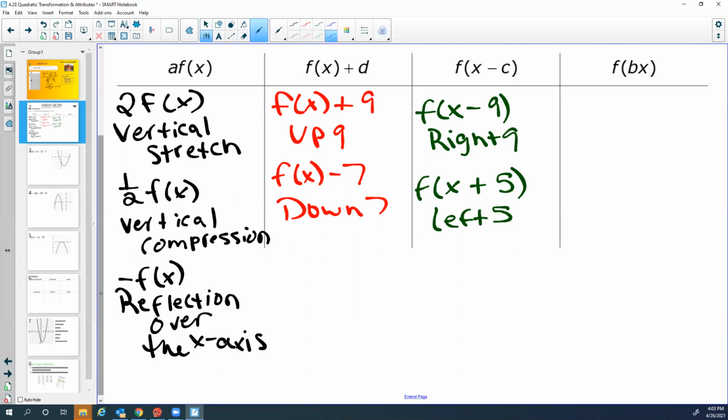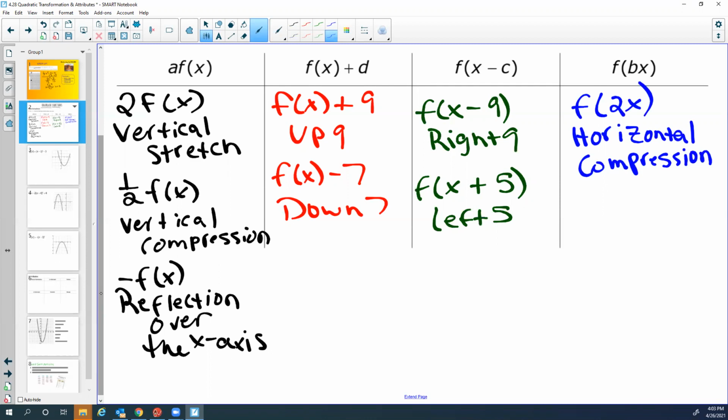Lastly, f(bx). If you had f(2x), this would be an example of a horizontal compression. That is a case where, with a horizontal compression, your parabola is getting skinnier, okay? If on the opposite end, though, you had f(1/2 x), this would be a horizontal stretch. In that case, your parabola got wider.